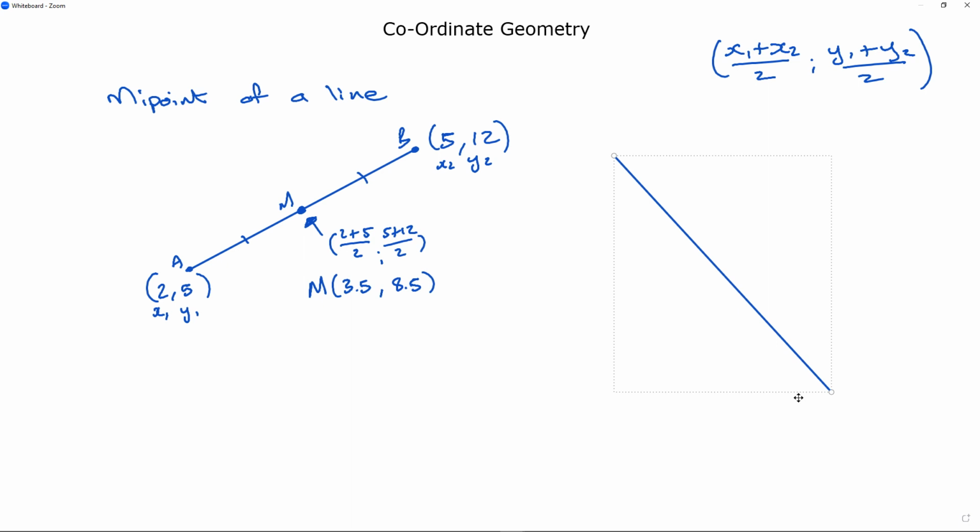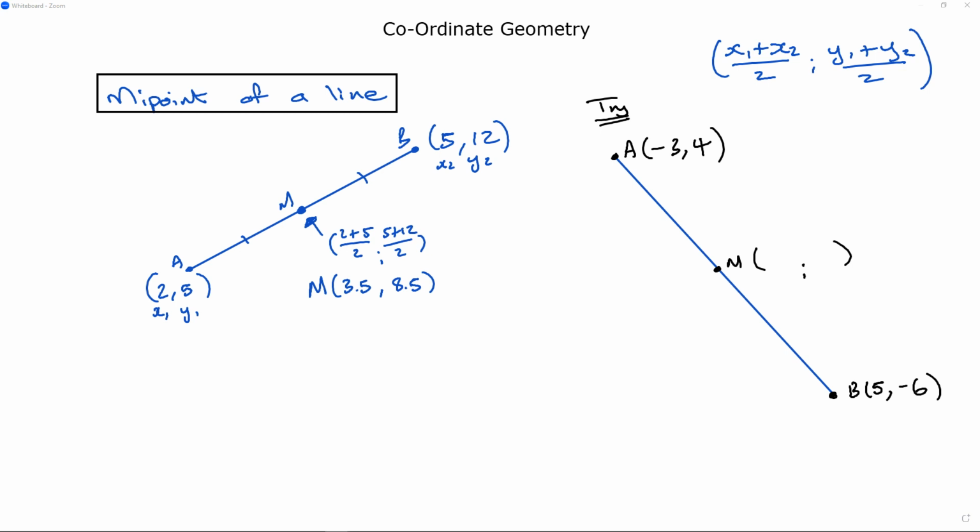Let's try another one. Maybe you can try this one. This one's going to be a negative gradient, but we're not calculating gradient. We're calculating the midpoint. So let's suppose A is -3 and 4. And let's say B is 5 and -6. Let's calculate the coordinate of M. Feel free to use a calculator as well. Press pause, try it. When you're done, press play.